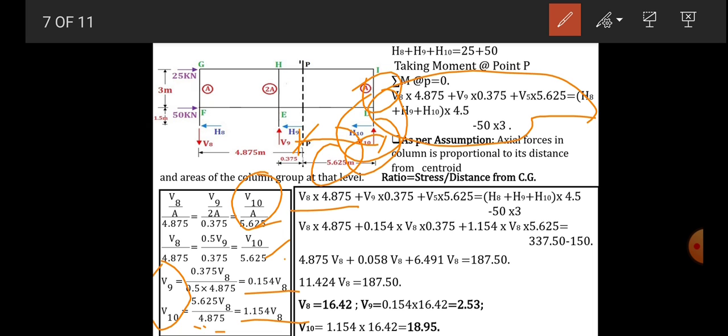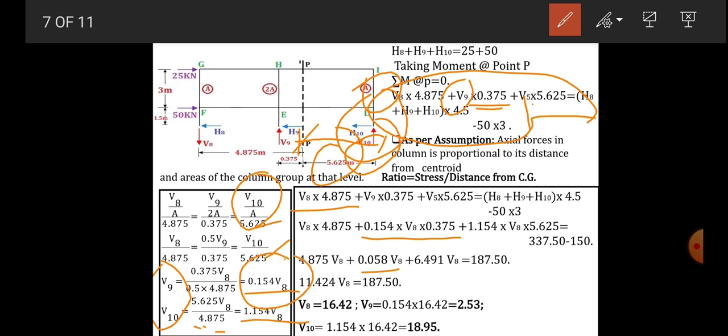So we have V8 as it is, V9. Now put this V9, 0.154 into V8, into 0.375, it becomes 0.058 V8. Now next is V10.